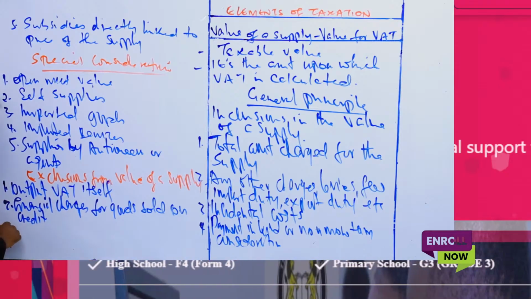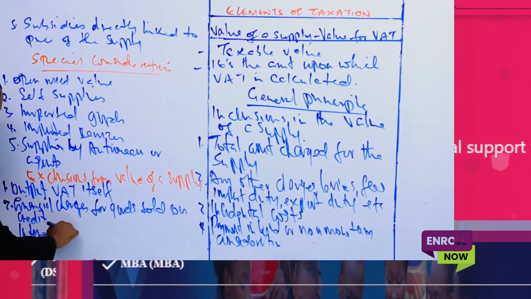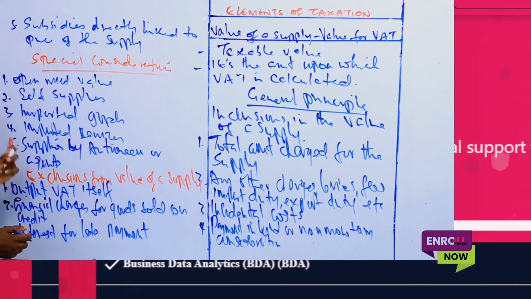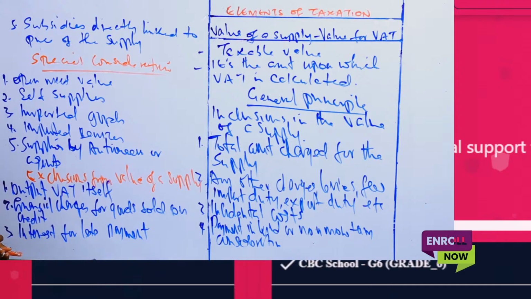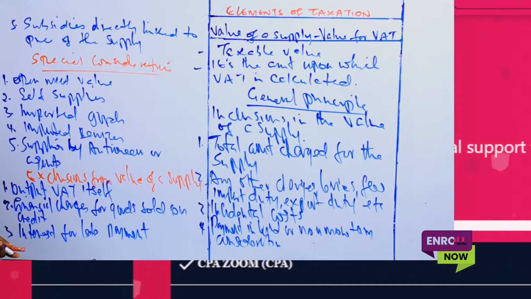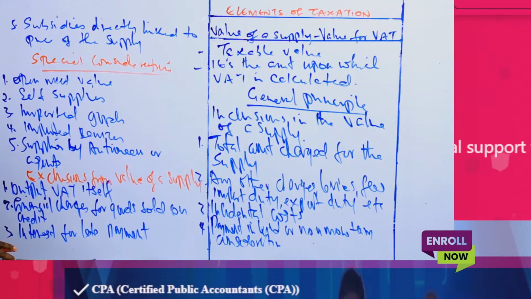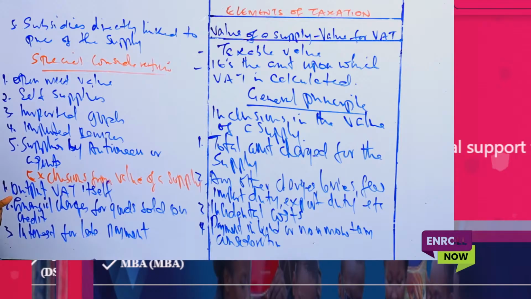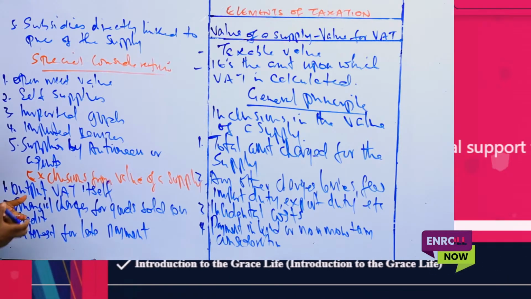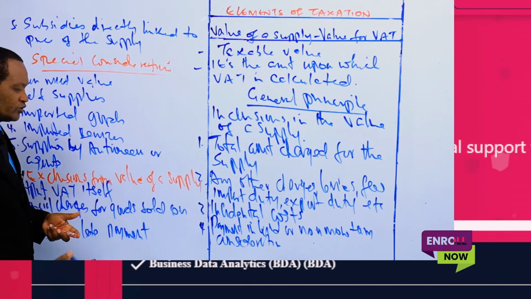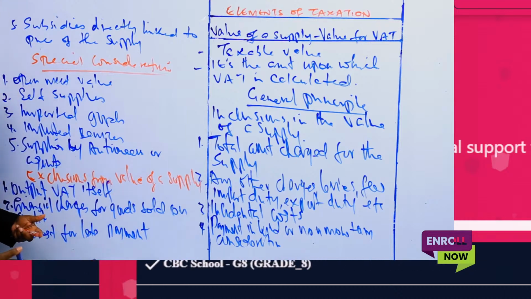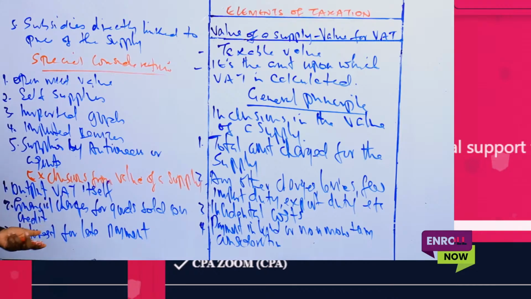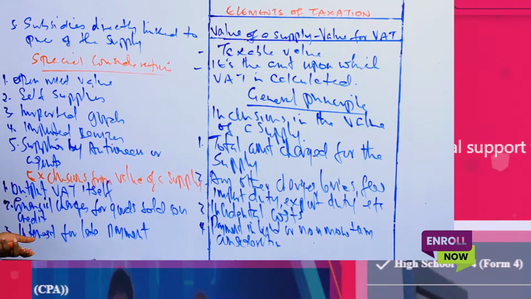Number 3, interest for late payment. These are penalties or interest charged for overdue payments by the customer. These are generally not subject to VAT. So the interest that is paid, for example, if one defaults on undischarged interest, that interest is not subject to VAT. It's an exclusion.